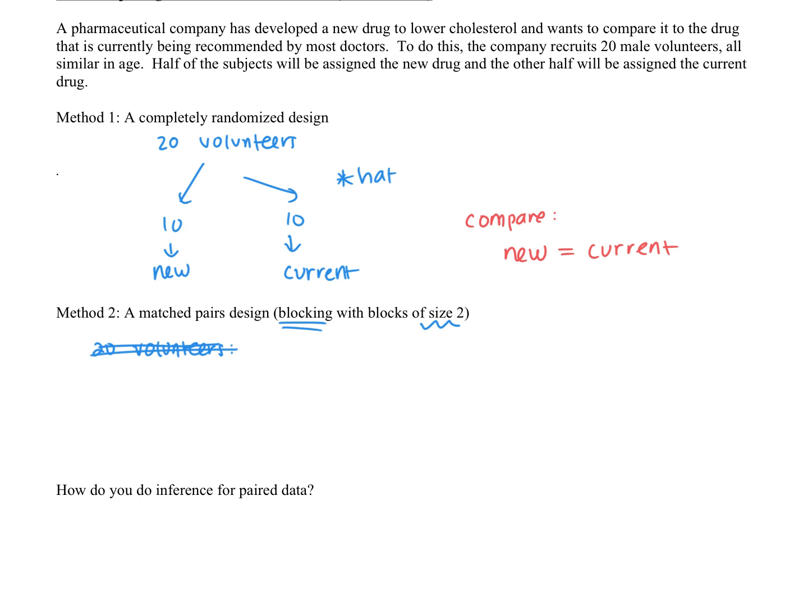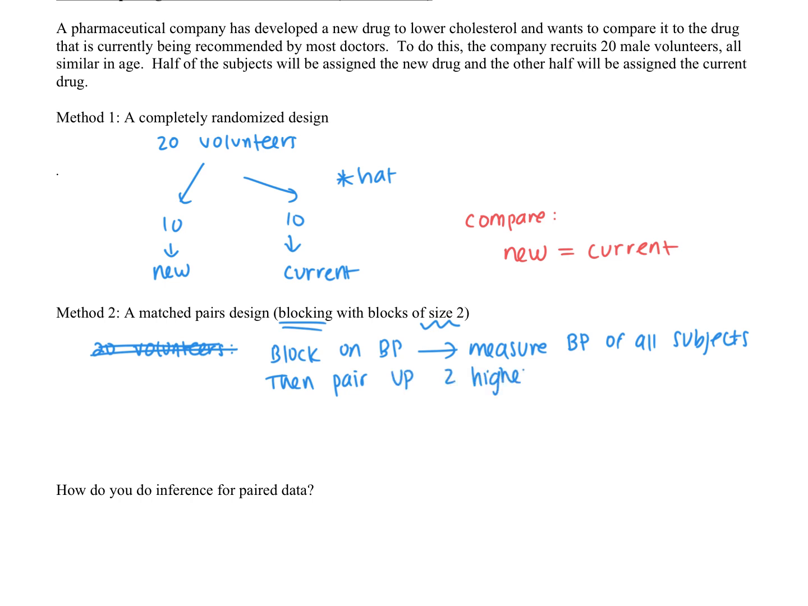So what do you think could be related to cholesterol besides the drug that someone's taking? Gender. They're all male of the same age, though. Diet. Blood pressure, maybe? That's a good one. I like blood pressure. So what we would do is we would block on blood pressure. What that would involve doing is we would measure the blood pressure of all the subjects. Then we would pair up the 2 highest, the next 2, etc., all the way to the lowest 2. So what I mean is the 2 people who have the highest blood pressure are 1 block. Then the next 2 are a block. And then the next 2 are a block. Within each block then, 1 person gets the new treatment, 1 person gets the current treatment.